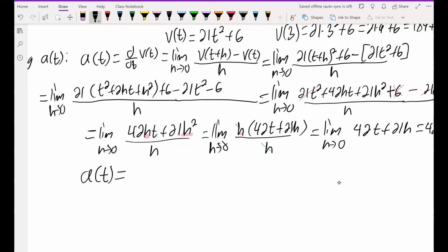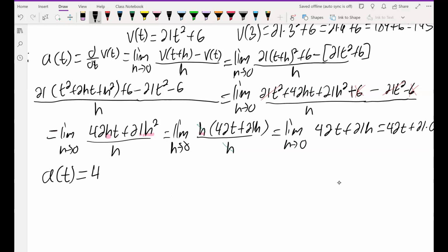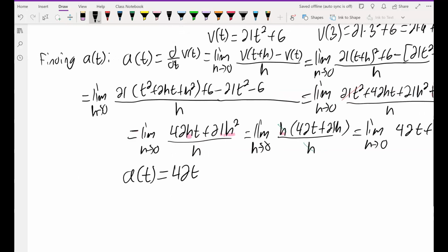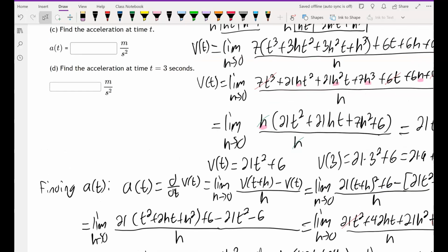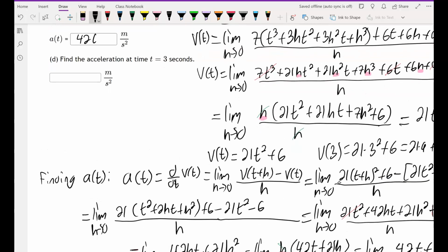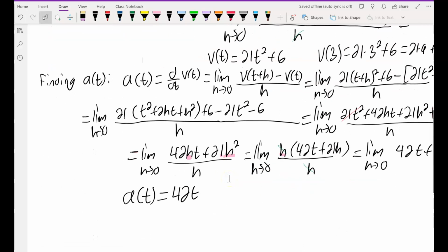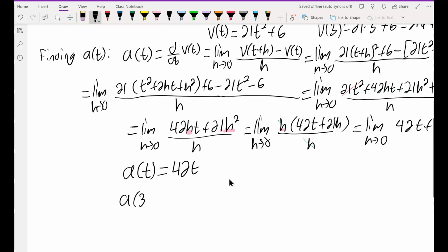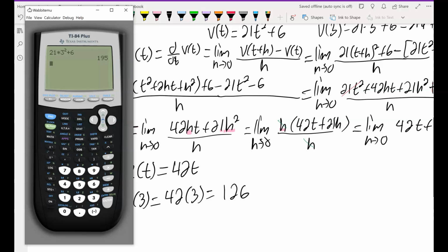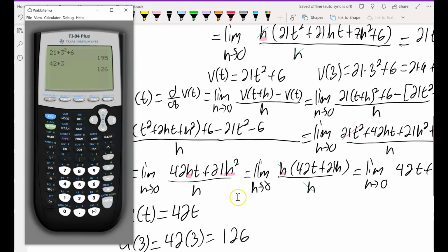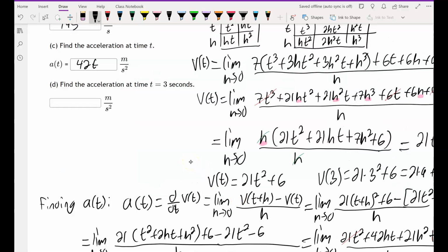The acceleration of t is what we get when we simplify that, which is just 42t, and that's what you would plug in to part C of it. You would plug in 42t, and that's it. And then now we have to figure out the acceleration at 3 seconds, so that means just plug in 3. So it's really 42 times 3, which is 126, I think. And let's double check that. I think I'm right, but let's double check that. 42 times 3 is 126 meters per second squared. And we're done with the problem.